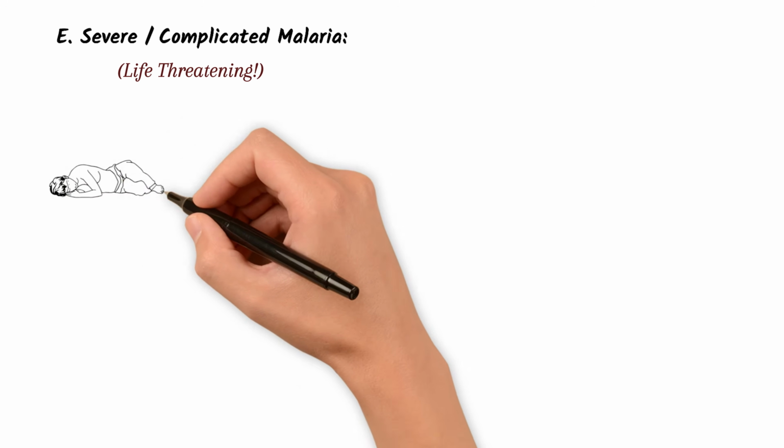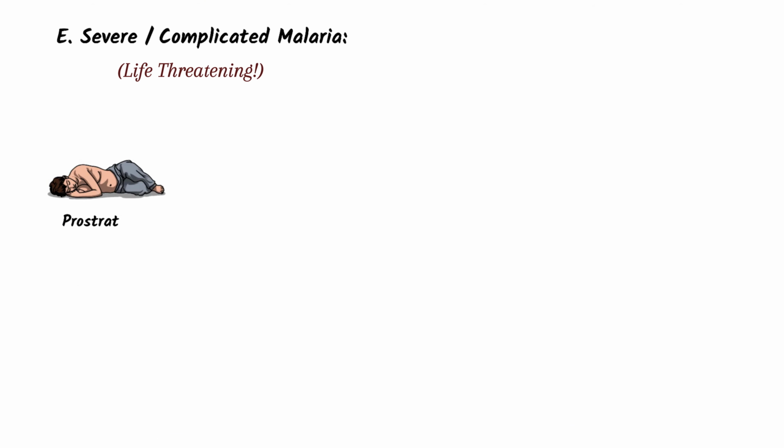Severe or complicated malaria, life-threatening manifestations. The identification of any of the following clinical features in a patient with Plasmodium falciparum infection signifies a life-threatening emergency demanding immediate medical intervention. These criteria are used for professional clinical assessment. Prostration, the inability to sit, stand, or walk without assistance. Cerebral malaria, characterized by unrousable coma or repeated generalized convulsions.